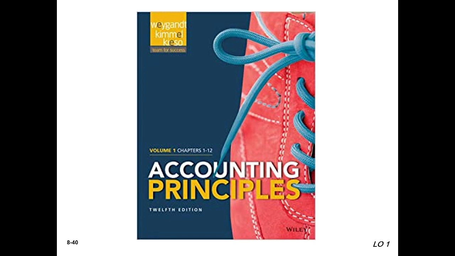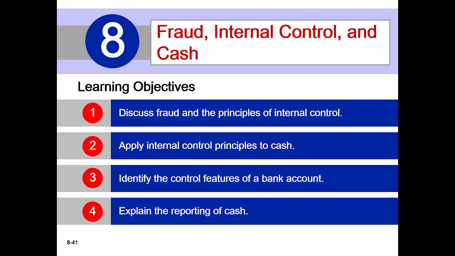This is Accounting Principles, 12th edition. Today's lecture is on fraud, internal control and cash. This is point number 3, that means learning objective 3: identify the control features of a bank account.